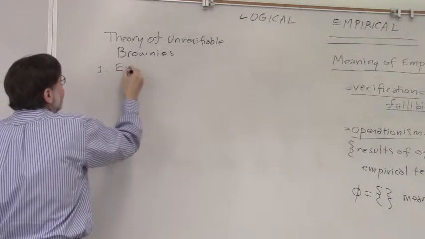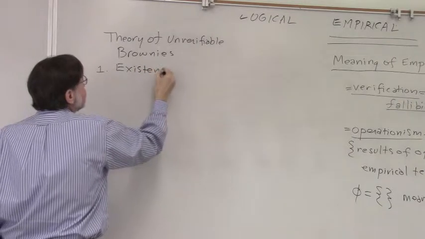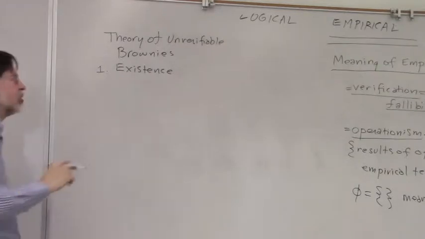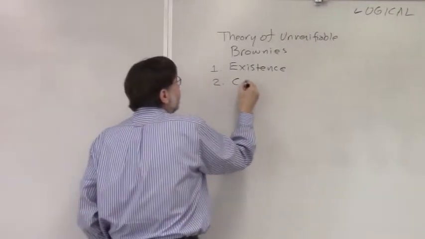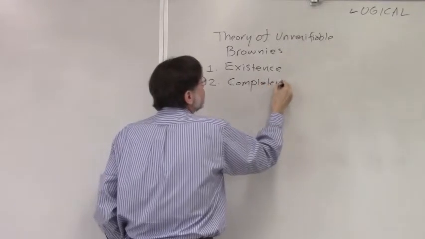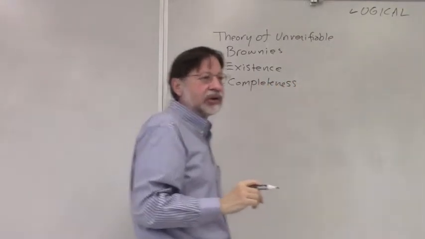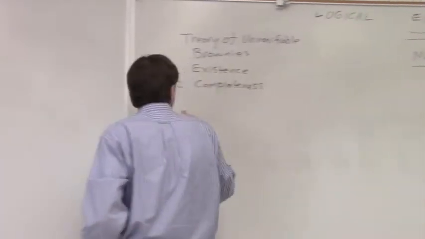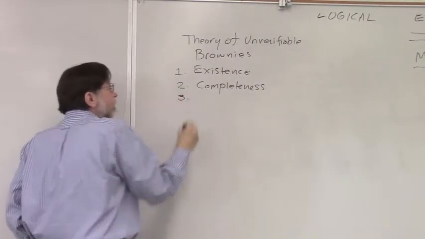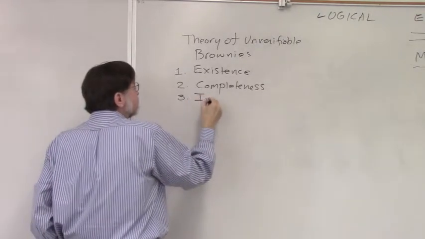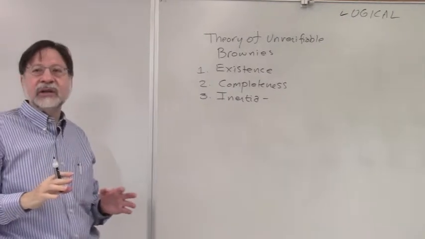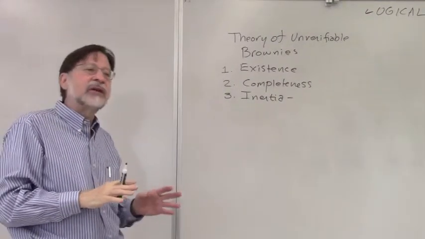Now, the first principle is existence. And the idea of existence is that logically unverifiable brownies exist. The second premise is completeness, which is that everything that happens is a result of the actions of logically unverifiable brownies. So everything can be explained by what the brownies do. The third principle is inertia. So whatever a logically unverifiable brownie is doing, it continues to do unless it's acted on by another brownie.